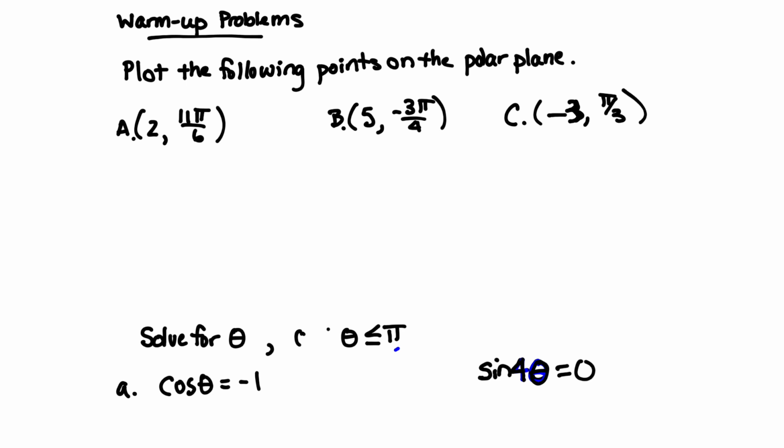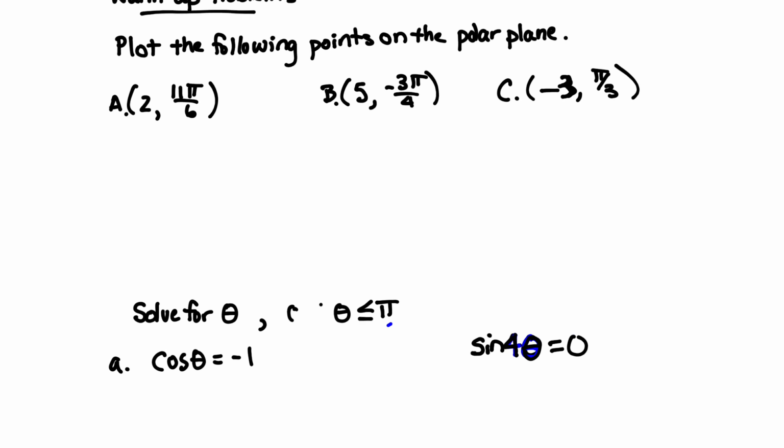We've got some warm-up problems. The first one says plot the following points on the polar plane. The second one says solve for theta where 0 is less than or equal to theta is less than or equal to pi. A says cosine of theta equals -1. B says sine of 4 theta equals 0. We want to warm our brains up.